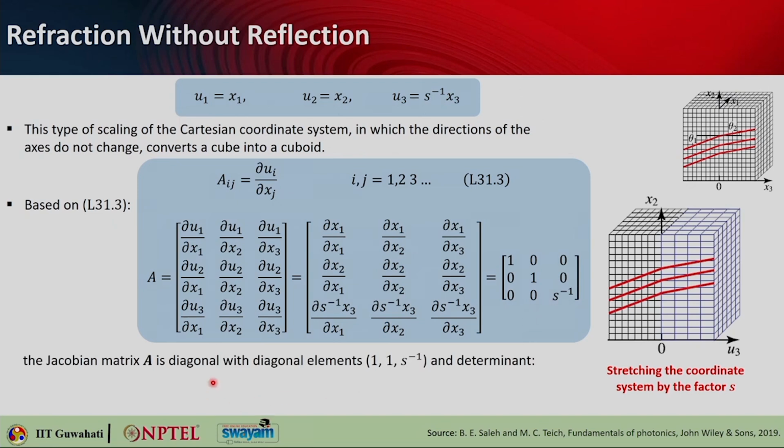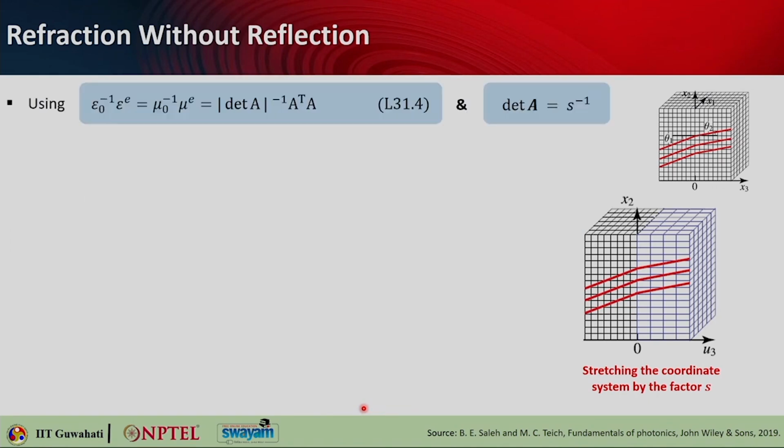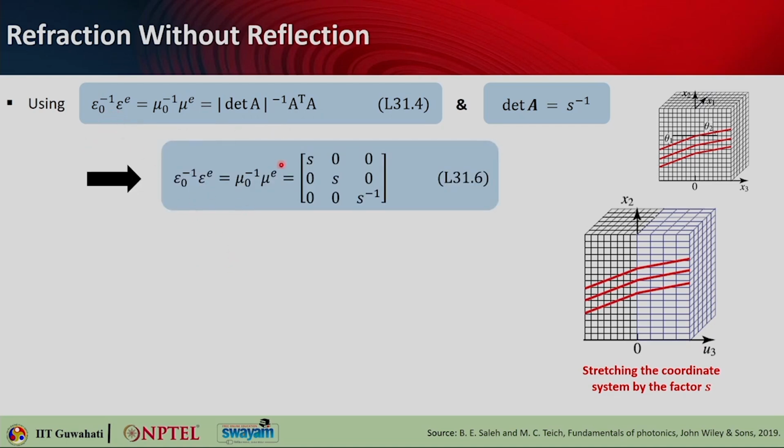So, here you can see the Jacobian matrix is basically a diagonal one, where the diagonal elements are 1, 1, S inverse. Okay. And you can also calculate the determinant of this matrix A, that will come out to be S inverse. Now, once you know all these parameters, you can easily find out what will be the effective permeability of the new medium. Okay. So, you can go back to this particular equation, and you can now see what happens, because all these factors are known.